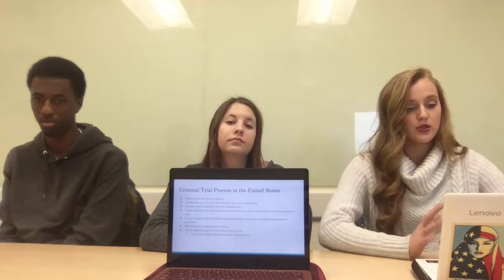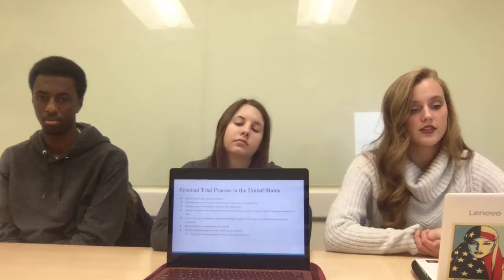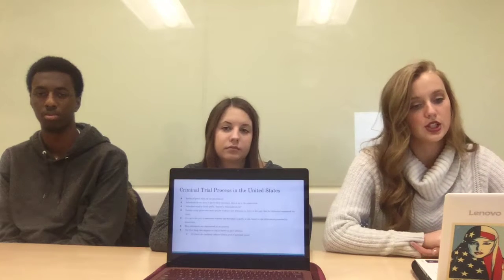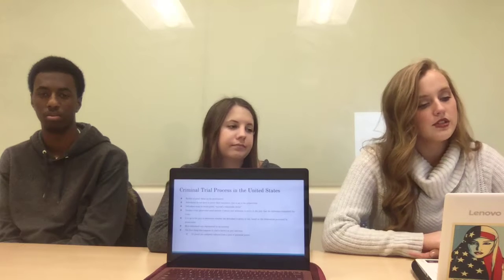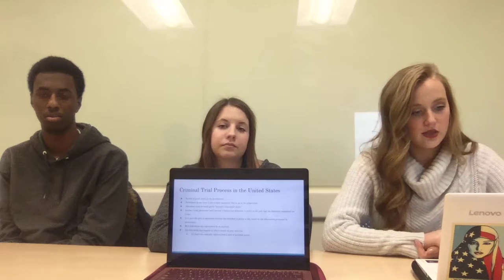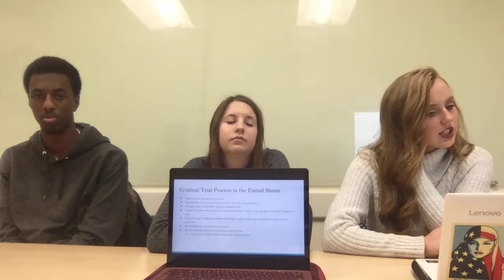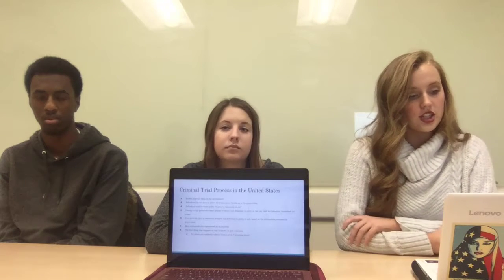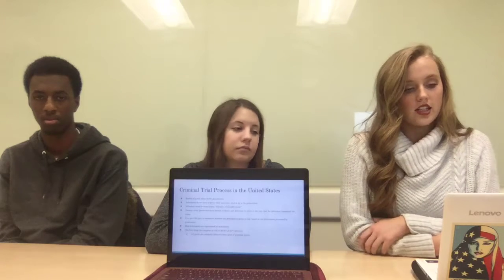It's actually up to the jury to determine whether the defendant is guilty or not, based on the information provided by the prosecution. And most defendants are also represented by an attorney as well. So the first thing that happens in the trial process in the United States is jury selection. 12 jurors are randomly selected from a pool.